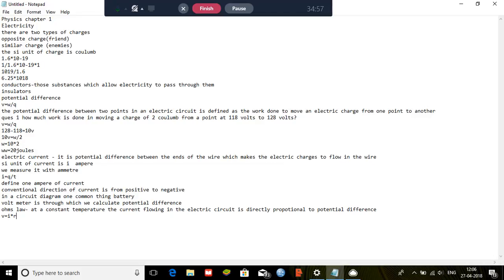V is equal to I into R, and also you can see that I is inversely proportional to the resistance. And V, that is potential difference, is also directly proportional to the resistance.